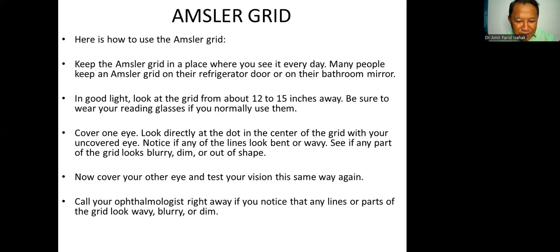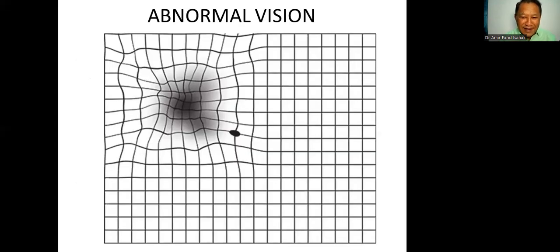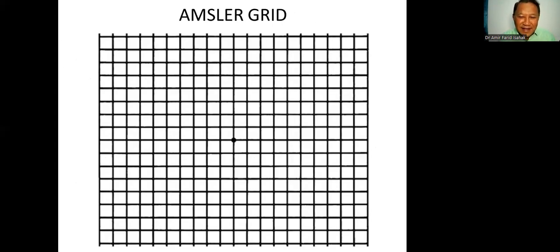Call your ophthalmologist right away if you notice that any lines or parts of the grid look wavy, blurry, or dim. So look at that, close one eye, look at the center of the dot, and see whether you should call the ophthalmologist immediately or not. When you're done, do the other eye.